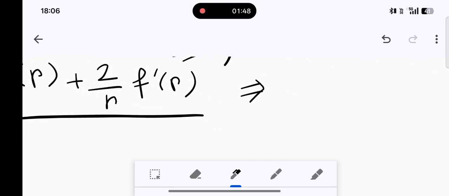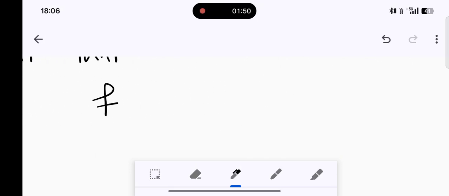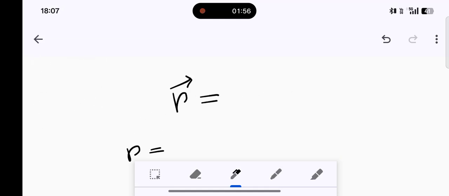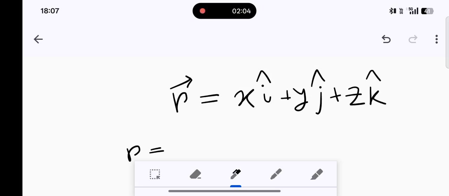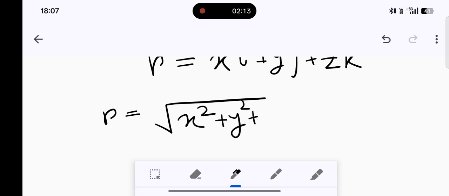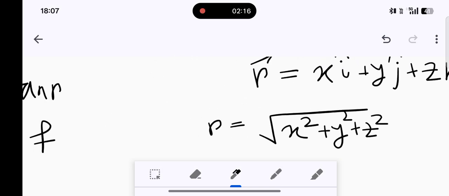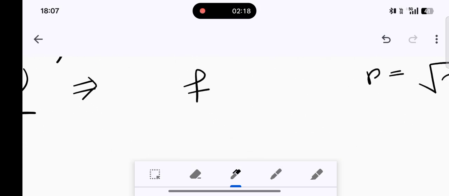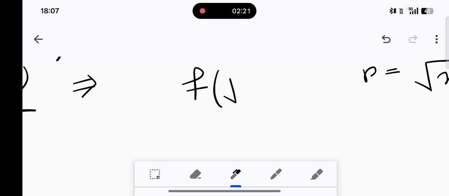So how can we prove it? You know that r is nothing but the magnitude of the r vector. Let me introduce the r vector: r vector equals x i cap plus y j cap plus z k cap, right? It's very easy. Now what is the magnitude of r? It is root over x square plus y square plus z square, right? So very nice. Now the important thing: this is not f(r), this is actually root over x square plus y square plus z square.